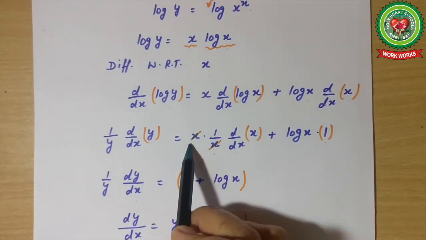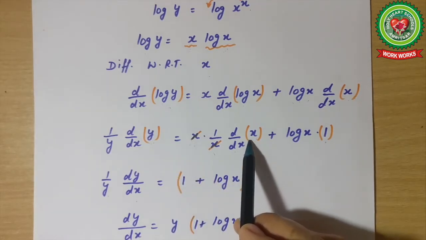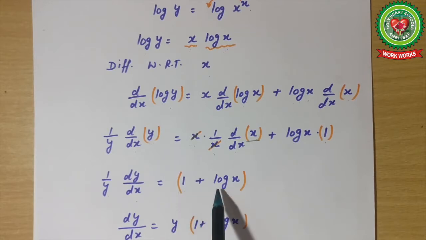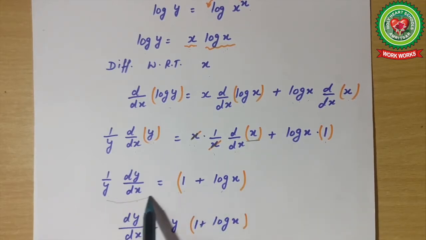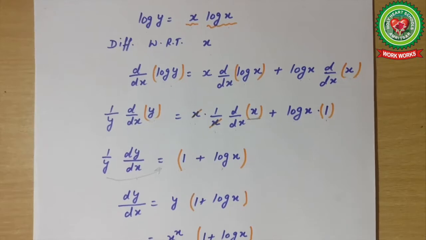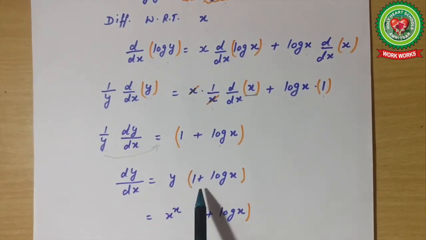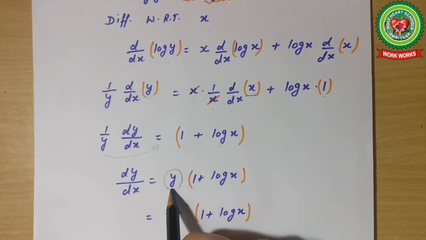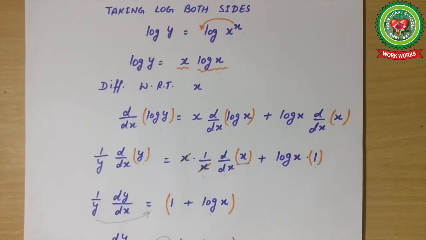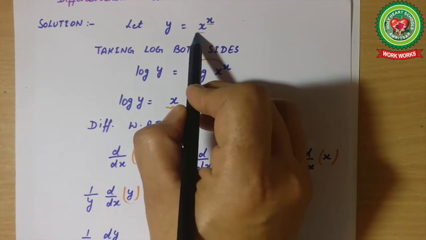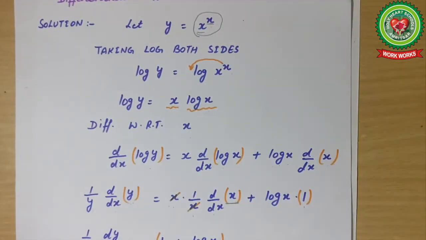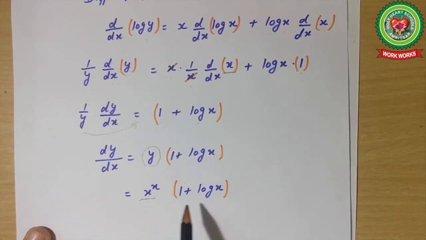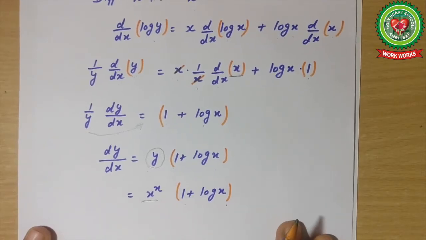The x will cancel with x. Now the differentiation of x is 1, and log x is as it is, so we get 1 plus log x. Now by shifting this value to the other side, dy upon dx equals y into (1 plus log x). Now what is the value of y here? The value of y is x raised to power x. We will put this value at the end. So x raised to power x into (1 plus log x) is the answer.